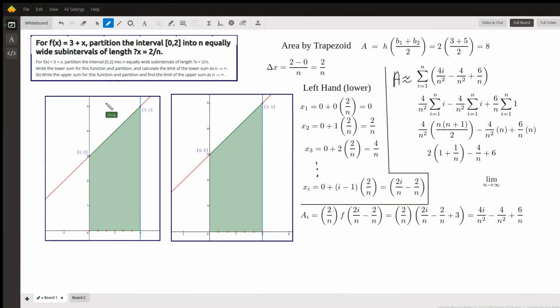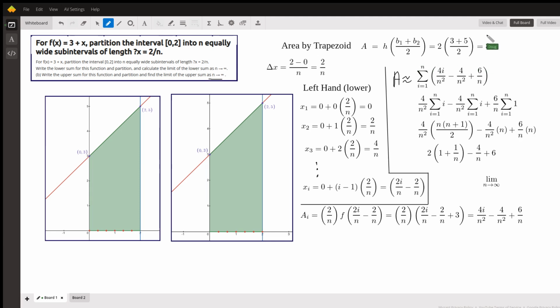Okay, this problem asks us to take the interval from 0 to 2 of f of x equals x plus 3. That's this straight line. And find the area under that curve using left and right hand, or lower and upper, Riemann sums by letting n approach infinity. That's the number of rectangles. Okay, so by the way, you could do this with geometry.